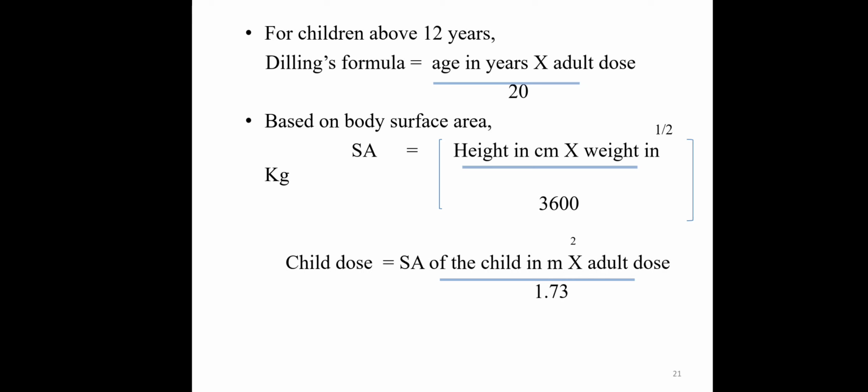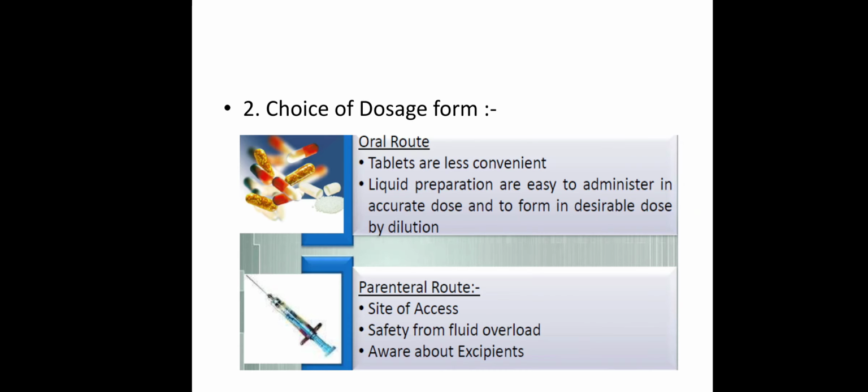Surface area is equal to height in centimeters into weight in kilograms, divided by 3,600, under root. Child dose is equal to surface area of the child in square meters into adult dose, divided by 1.73.